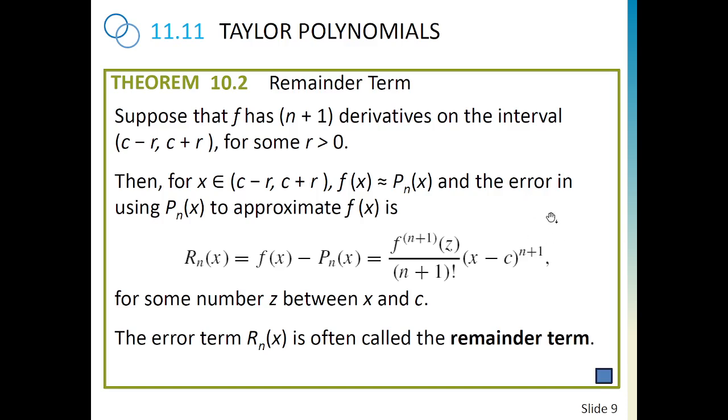Here is a reminder for the expression of the remainder. It's just an expression, so we have the polynomial of degree n and then the remainder for that, so the rest of the series, and that remainder is equal to this expression. This is the result that we need for later on.